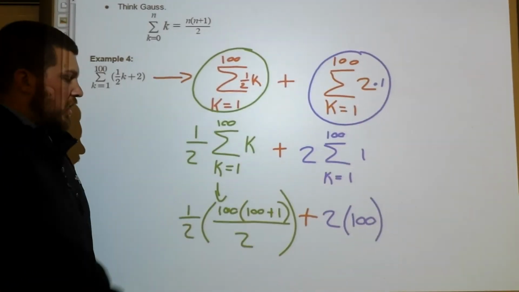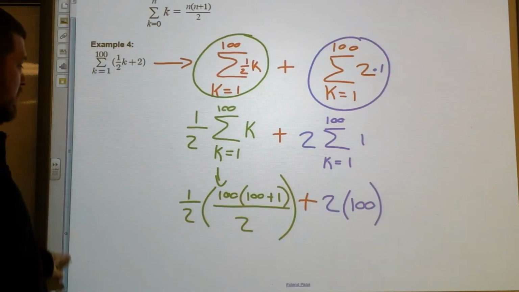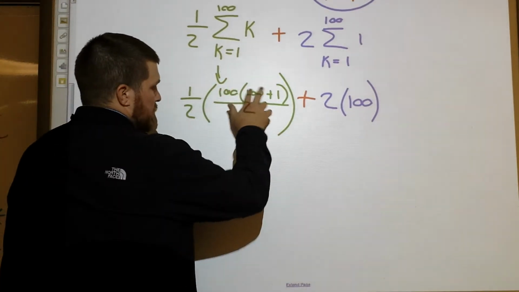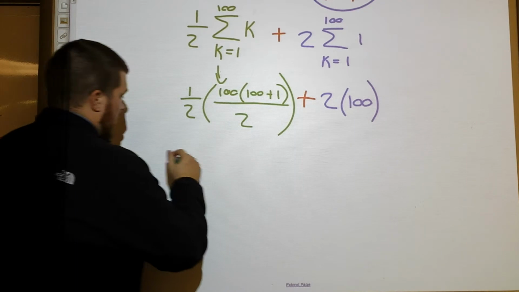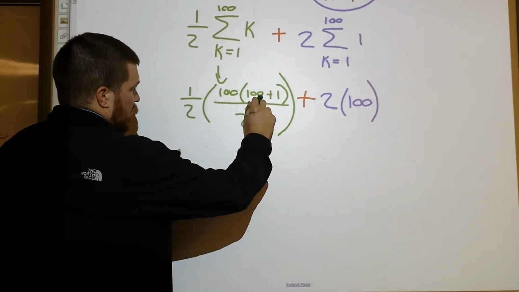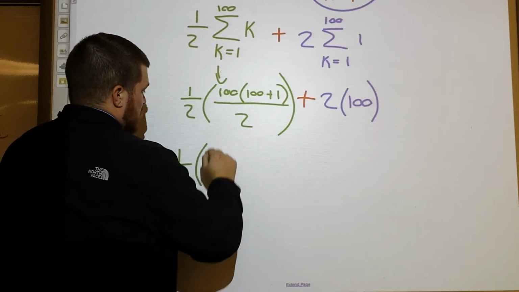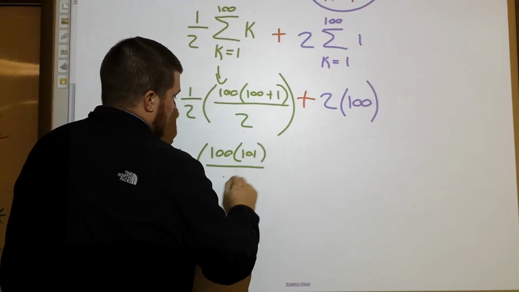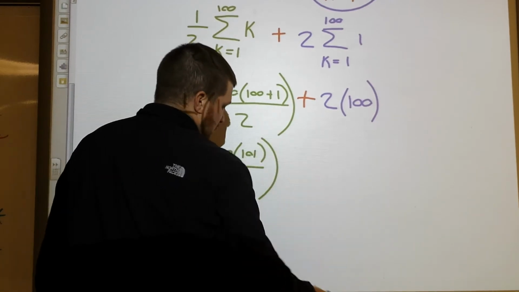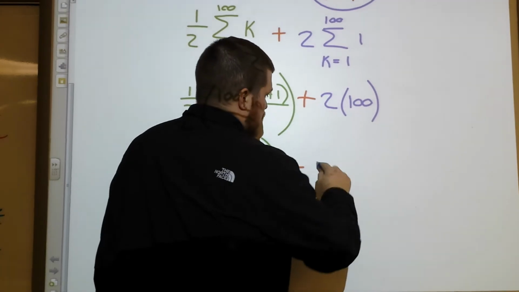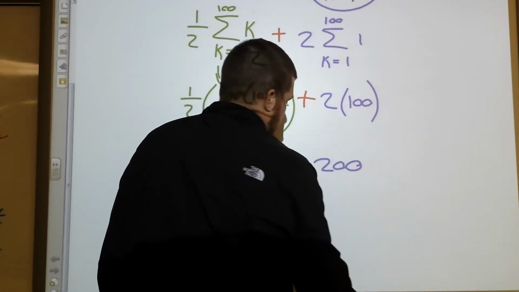Now, we can use our calculator and clean this up, or we could clean it up by hand, whatever we want to do. So, I want to do order of operations. Remember, you take care of parentheses first, so 1/2 stays on the outside. On the inside, I have 100 times 101 divided by 2, and then plus 2 times 100 is 200. Pretty easy, no big deal.